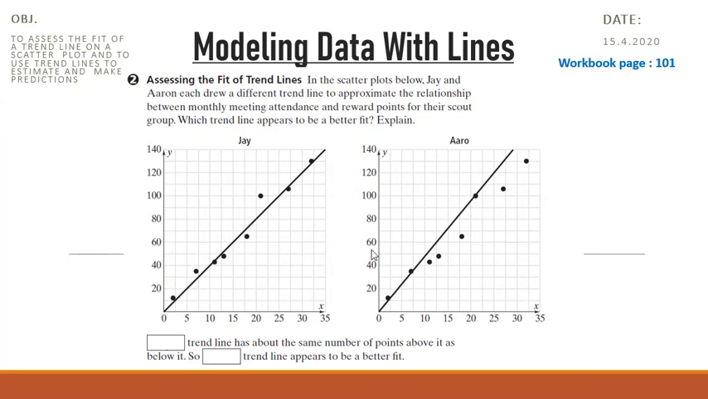This one is easier. In this question, we need to judge which one is better, this trend line or this trend line, for the same scatter plot.